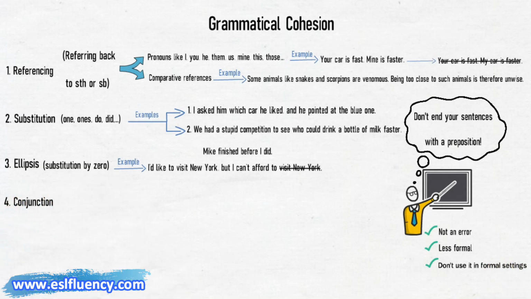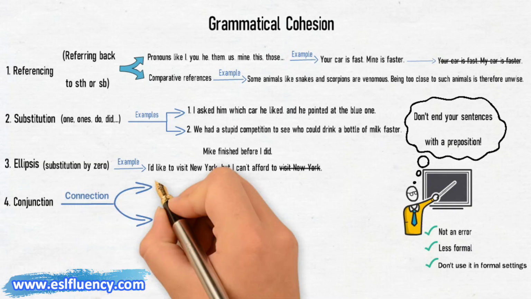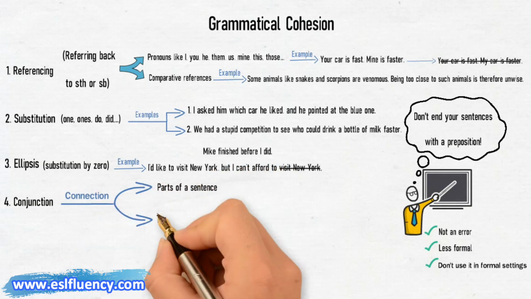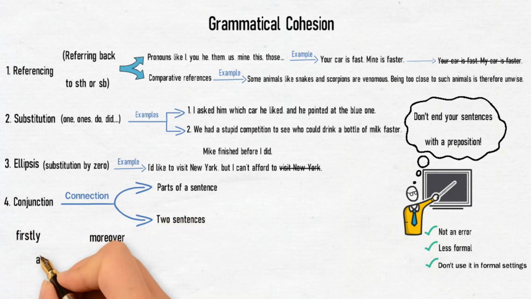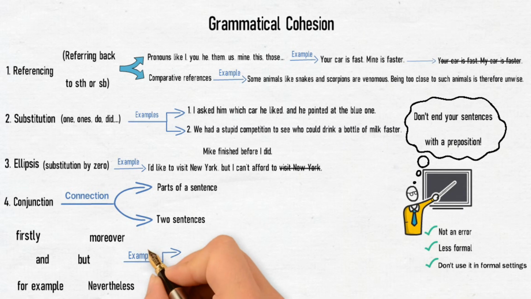The last type of grammatical cohesion is conjunction. It shows the connection between parts of a sentence or a sentence and the one following or preceding it. This is usually done by using conjunctive words or phrases like firstly, moreover, and, but, for example, nevertheless, and so on. Here are the examples.